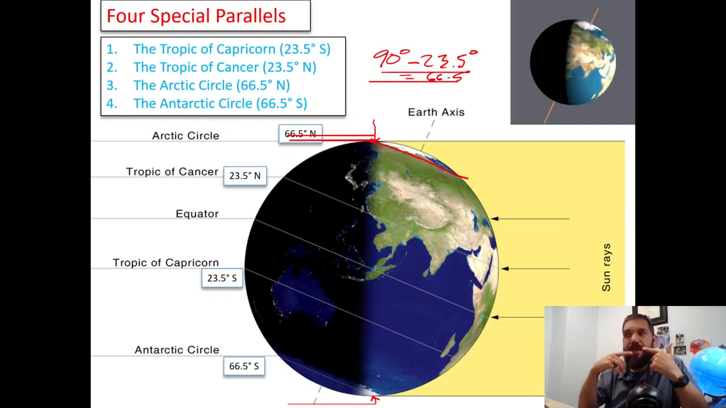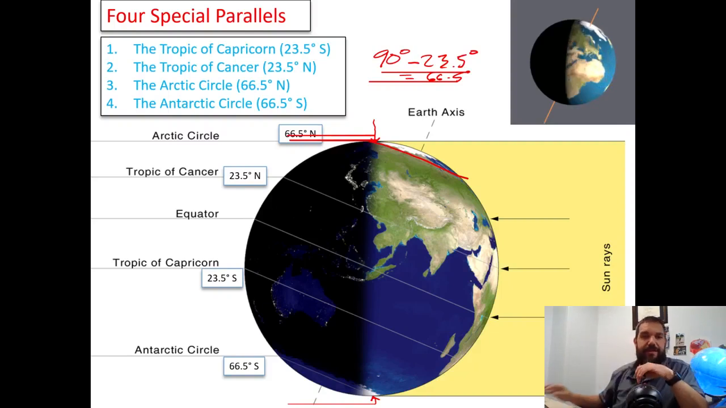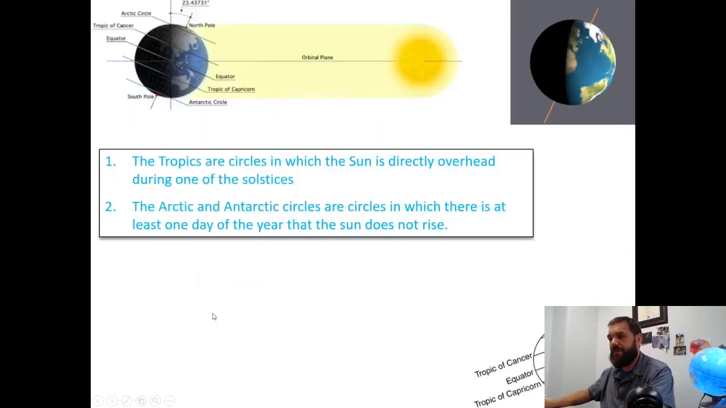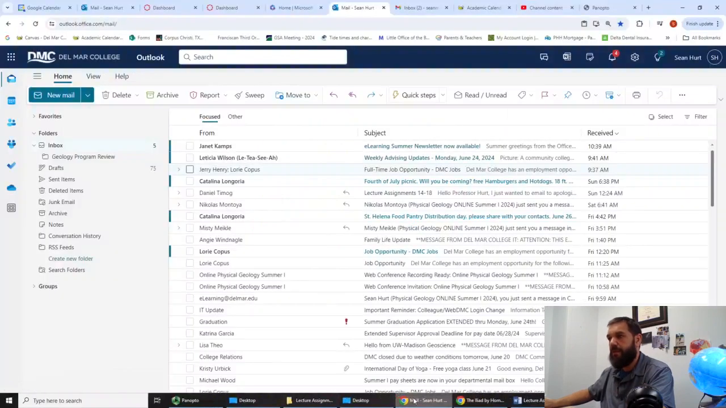Okay? In the Arctic and Antarctic Circle, there's going to be at least 1 day per year in which the sun does not come up and 1 day in which the sun does not go down. So you've probably seen videos. Let me show you a video about this because they're pretty cool.